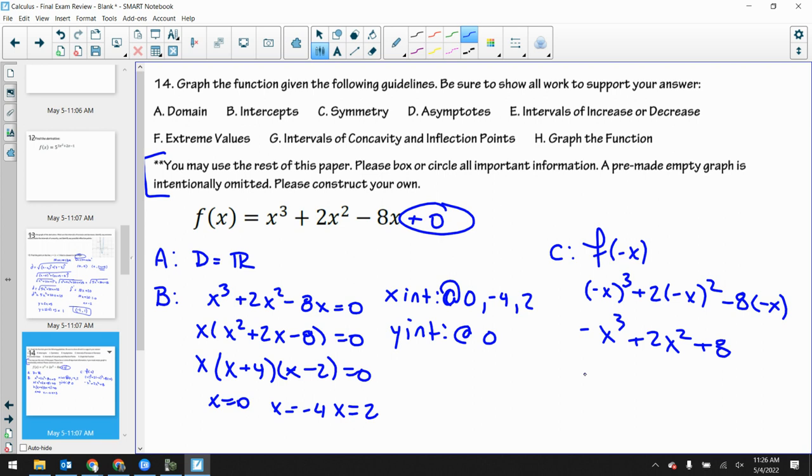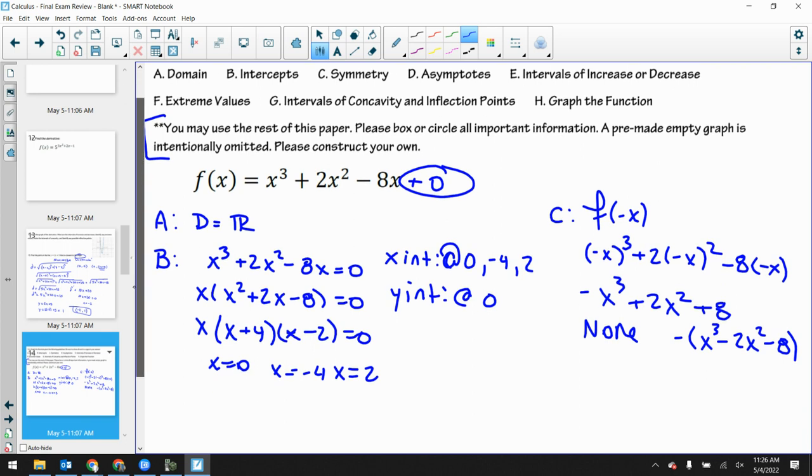So we say none. Remember that if it was an even symmetry, it would come out exactly the same. For an odd symmetry, I could factor out a full negative. If I tried to factor out the negative here, this would give me a positive x to the third minus 2x squared minus 8x, which is not the same. That minus 2x squared sitting in the middle throws it off. So no symmetry at all, not even or odd.